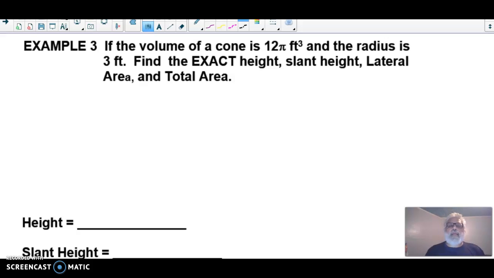Okay, on example 3, we actually kind of have to work backwards. So in this problem, the volume of the cone is 12 pi feet cubed, and the radius is 3 feet. Find the exact height, slant height, lateral area, and total area. So I'm going to go ahead and draw my cone first, and I'm going to write down what I know.